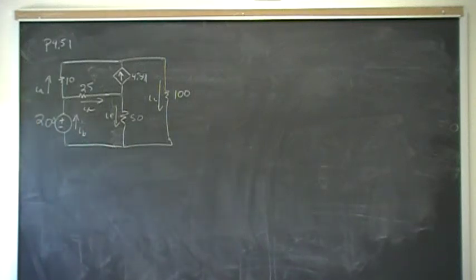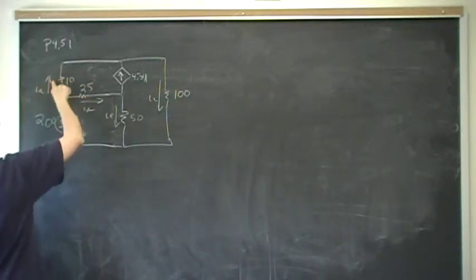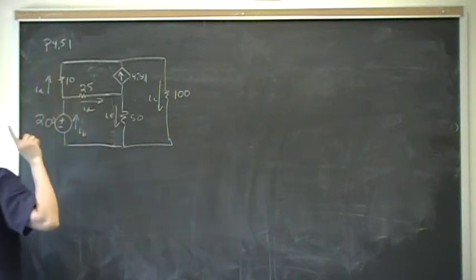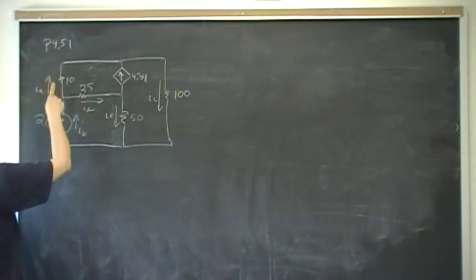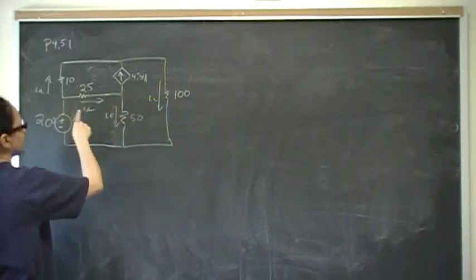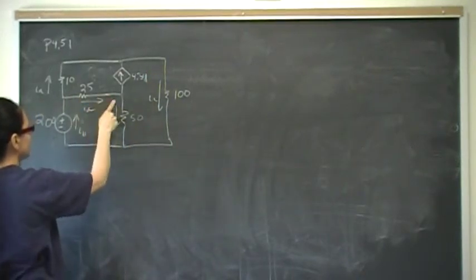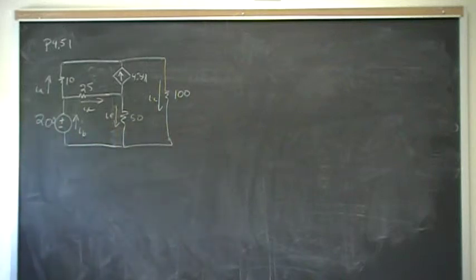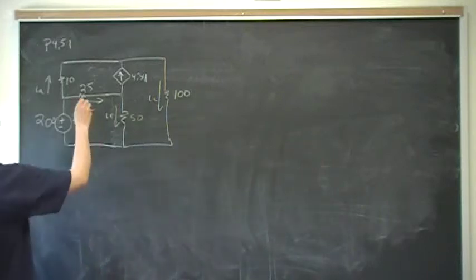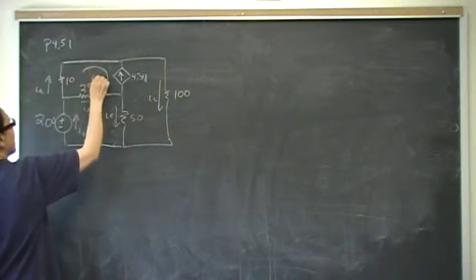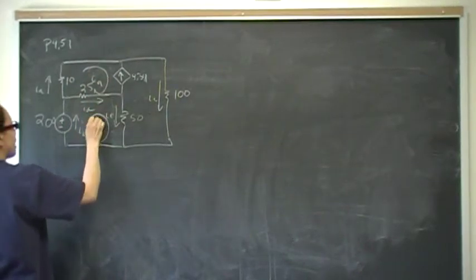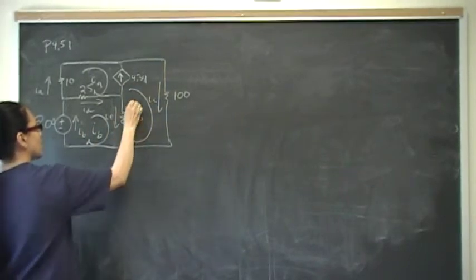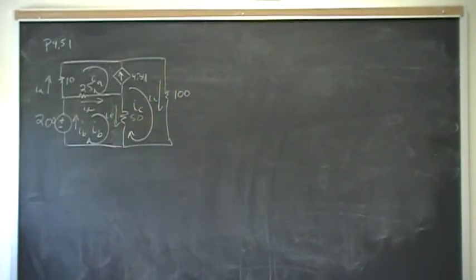Okay, so let's go ahead and name our mesh currents. This mesh, I don't need to name, because the diagram has already told me this is IA. I need to tell you, we're looking for IA, IB, IC, ID, and IE. We're looking for those branch currents in part A. And in part B, we're going to prove that our answer is correct by showing that power dissipated equals power developed. So our schematic has told us that this current is IA, this current is IB, and this current is IC. That's given to us.